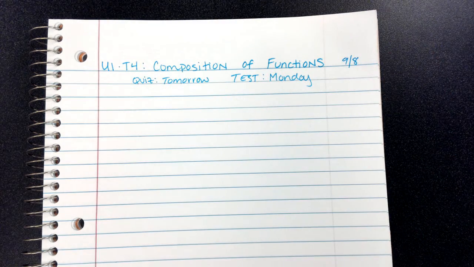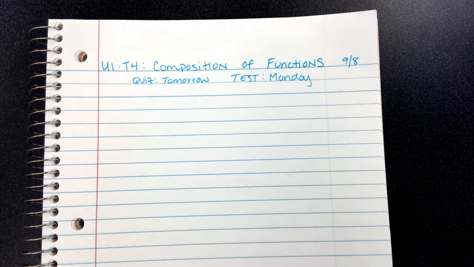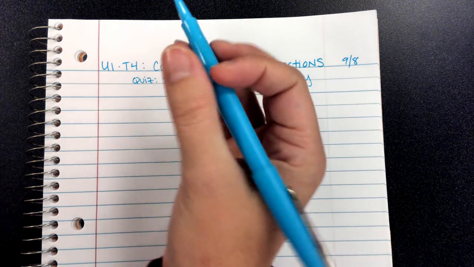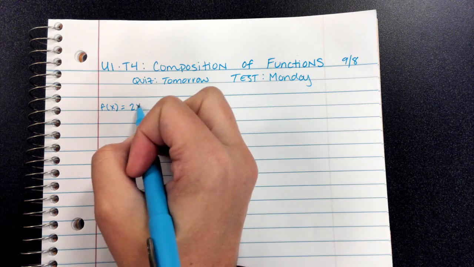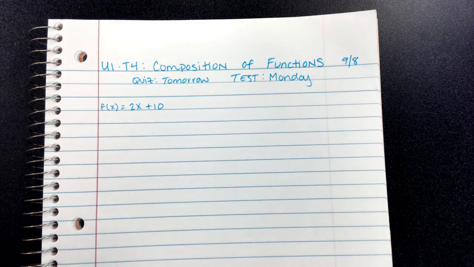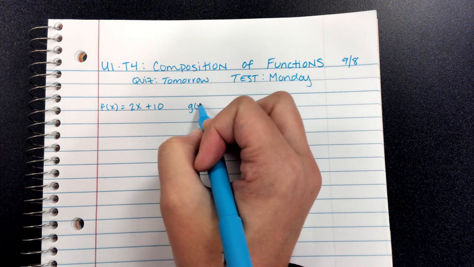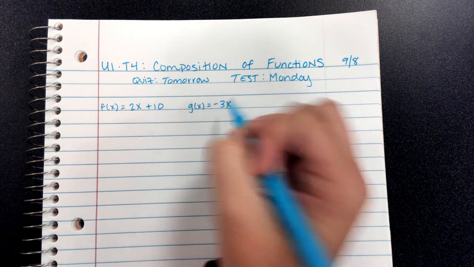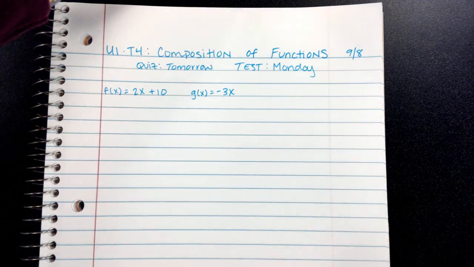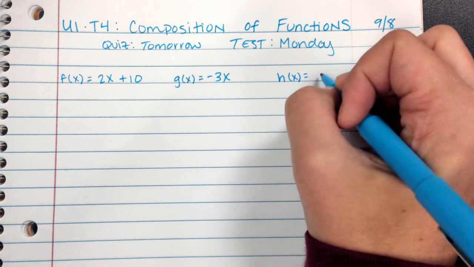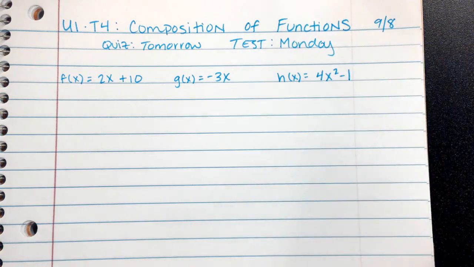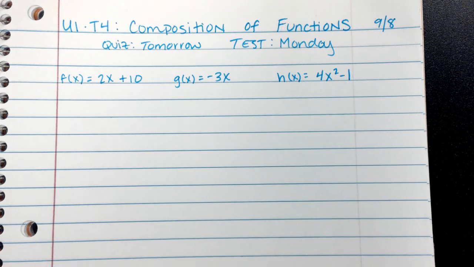Okay? All right, so just like yesterday, we're going to start with 3 functions given to you. Okay? So f of x will equal 2x plus 10. G of x will equal negative 3x. And h of x will equal 4x squared minus 1. Okay. So let's start easy.